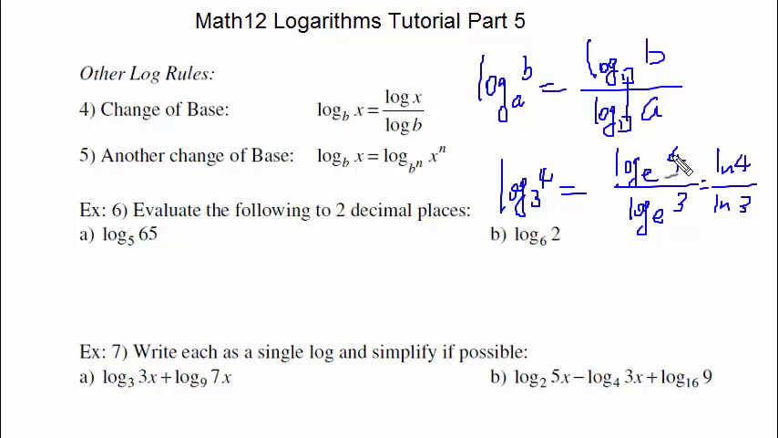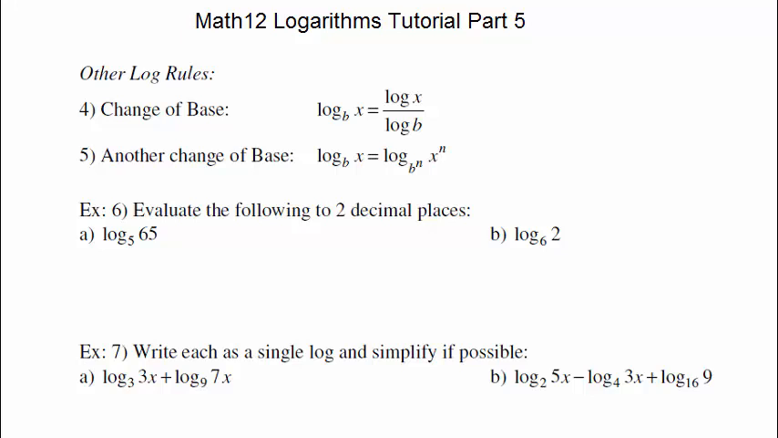Let's see some practice here. We have log base 6 of 65, and they ask you to evaluate to 2 decimal places. Again, as we said, we can use ln 65 divided by ln 6, and that's it. I'm not going to do that using the calculator; you can try it at home. It's very easy to do. Same thing here, we just do ln 2 over ln 6. It's simple, isn't it?